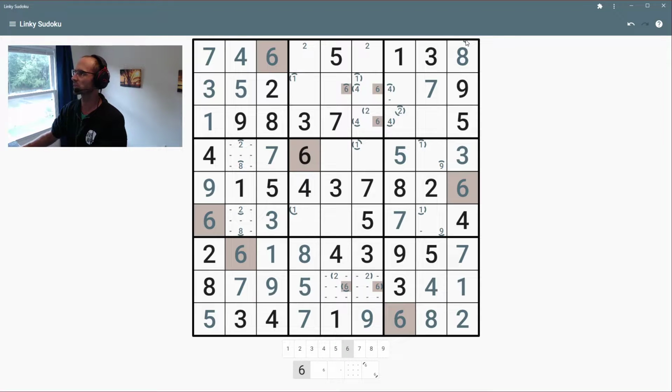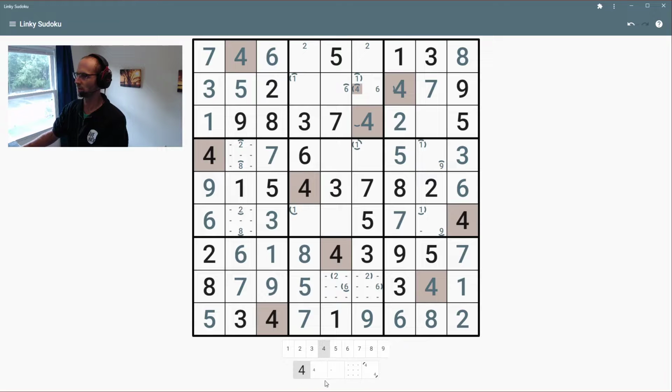Let's see, was there more? Oh yes, we had this mark up here. So we said the 2 had to be in one of those 2 places. We put an 8 there, meaning it can't be the 2, so the 2 must be here. And now that puts the 4 there, which eliminates the 4 from that one, meaning the 4 must be there. And we can get rid of that.